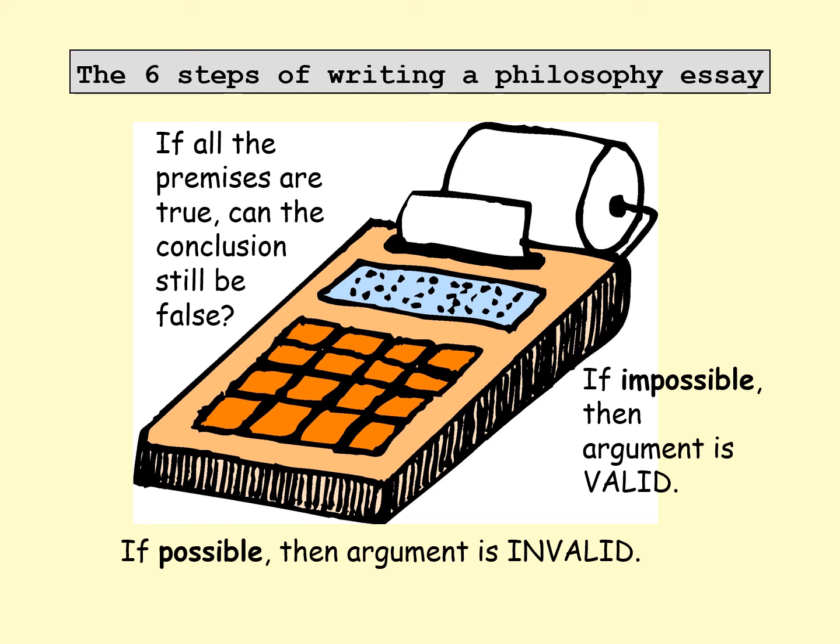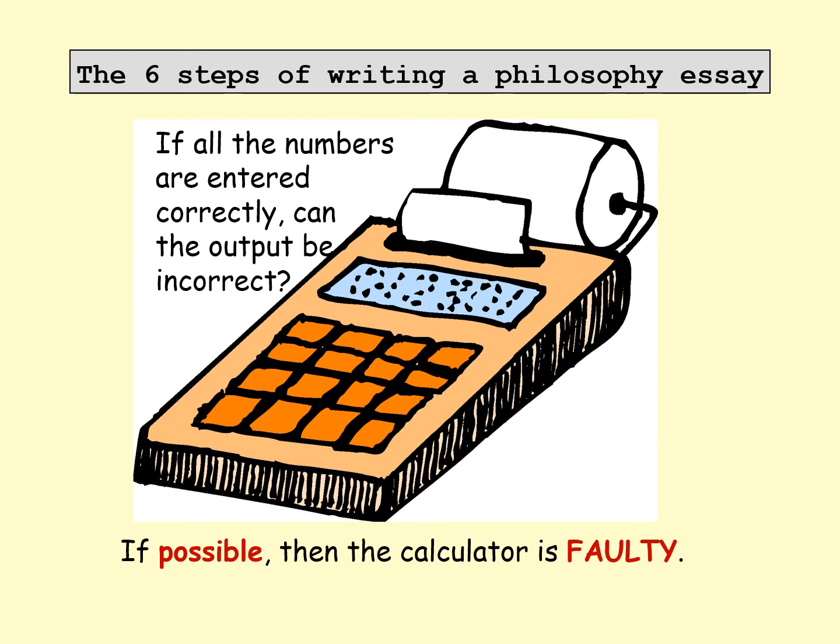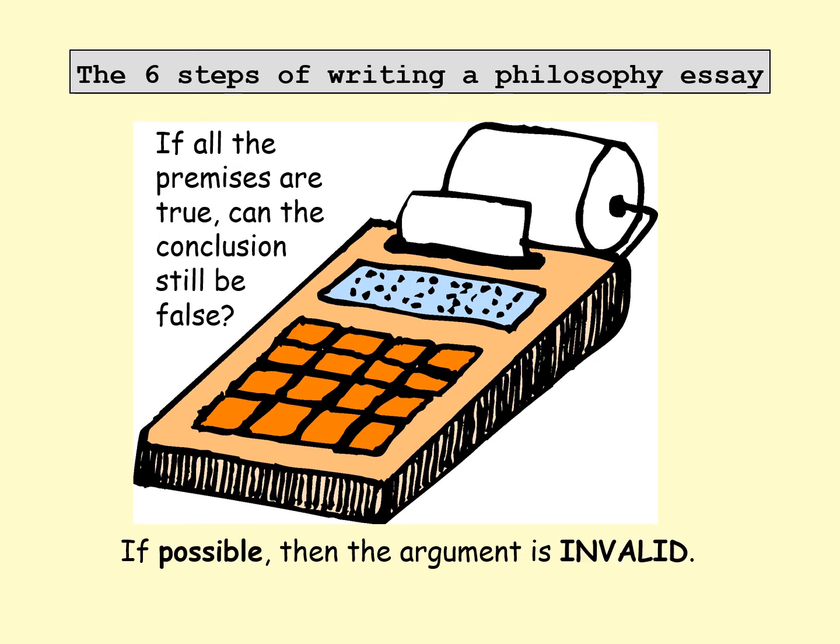But if it is possible for the conclusion to be false even when all the premises are true, then the argument is invalid. Let's think of the calculator again. If it is possible to get incorrect results when you've entered all the numbers correctly, then something is wrong with the calculator. It's faulty. By analogy, if it is possible to arrive at a false conclusion when you only enter truths into the argument, then a faulty form of logic has been used and the machinery of the argument is faulty. It is invalid.